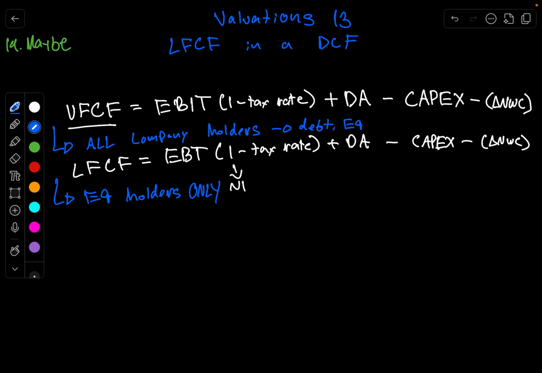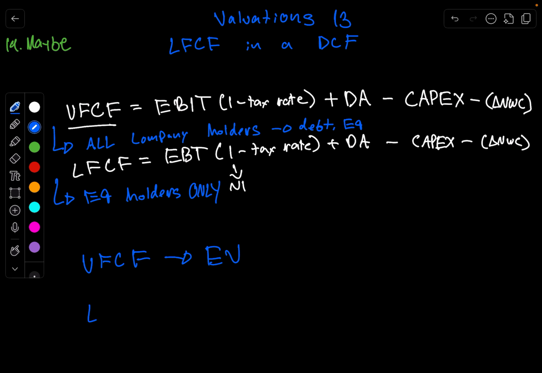So let's think about it kind of intuitively, right? Well, if we're looking at cash flows that are relevant to all the company holders, and we're running a DCF on it, we're valuing a company based on the cash flows that are available to all of the company holders, then it makes sense that we would get a valuation that is also relevant to all of our company holders. That's why unlevered free cash flow pairs with enterprise value, right? Because the cash flows are relevant to all the company holders, so we're going to get a valuation that is relevant to all of the company holders, right?